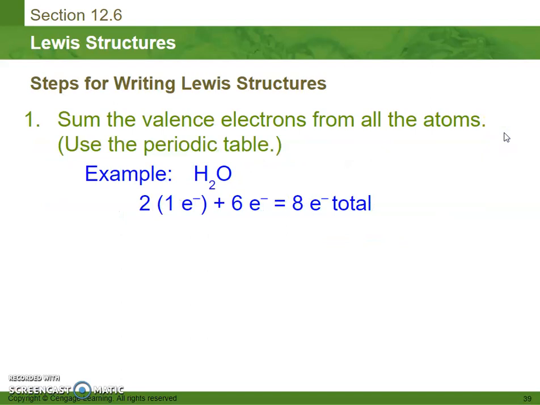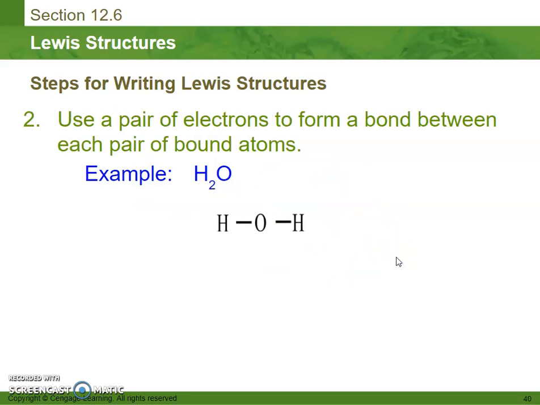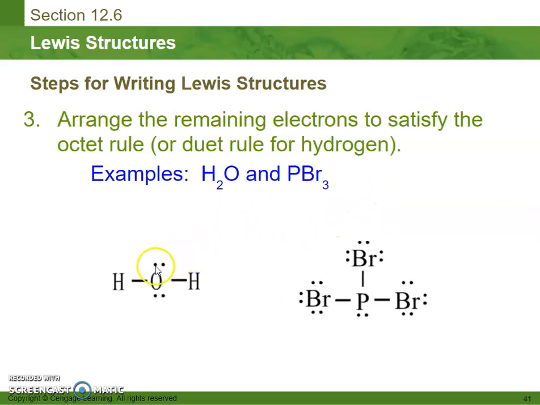So sum the valence electrons from all of the atoms. Use the periodic table. So we have 2 hydrogens, so 2 times 1 electron, plus 6 electrons from the oxygen, so we have a total of 8 electrons. Use a pair of electrons to form a bond between each pair of bound atoms. So here we have a pair of electrons, and here we have a pair of electrons. And then we indicate our pairs around oxygen.